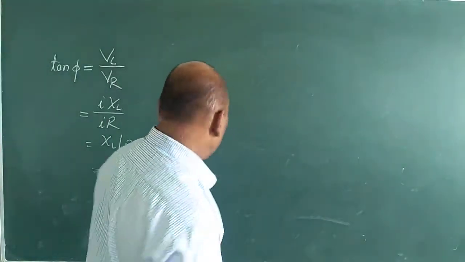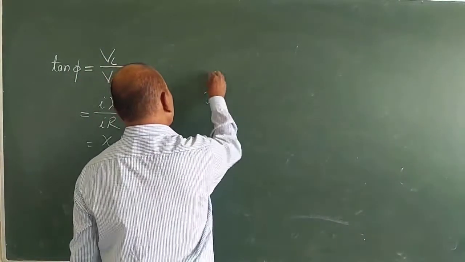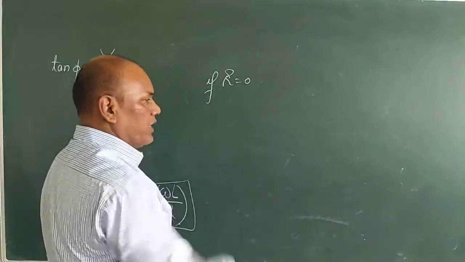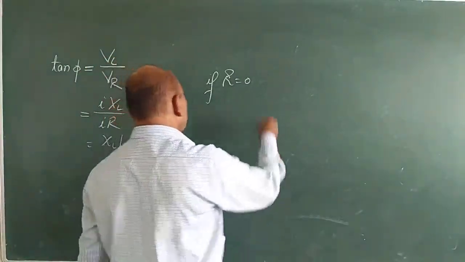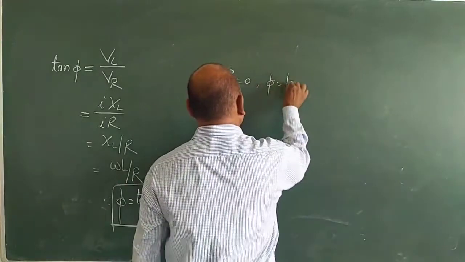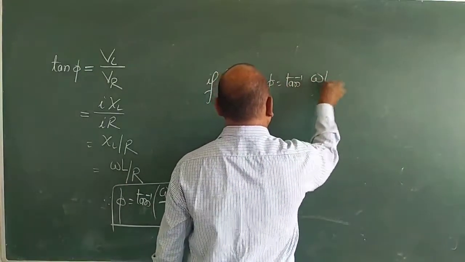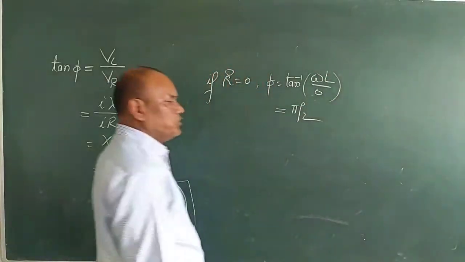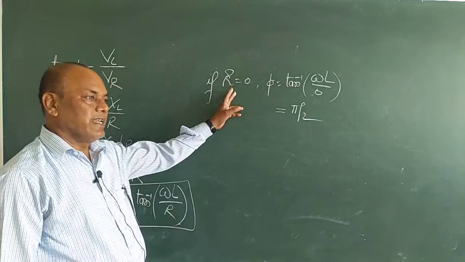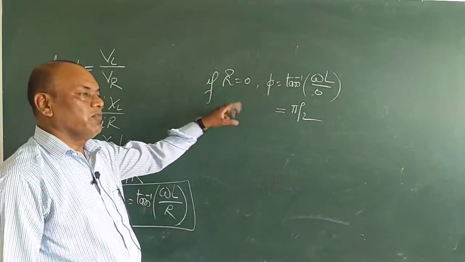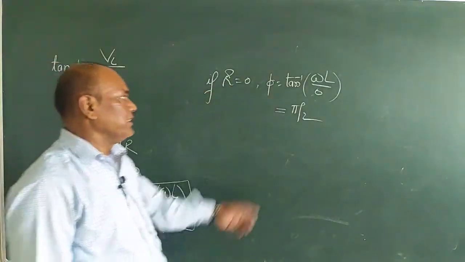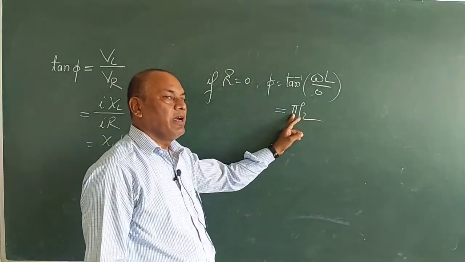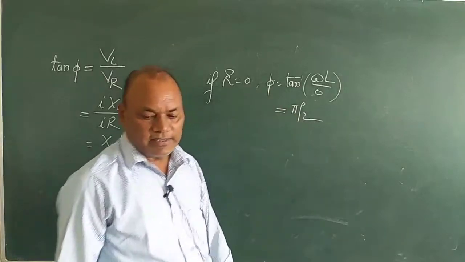Now if we consider R equal to 0, then the circuit becomes purely inductor connected. So in that case, phi is equal to tan inverse omega L by 0, so this will be pi by 2. Therefore, we can say that in the case of inductor only, there is a phase difference between voltage and current of pi by 2, as you have already studied.